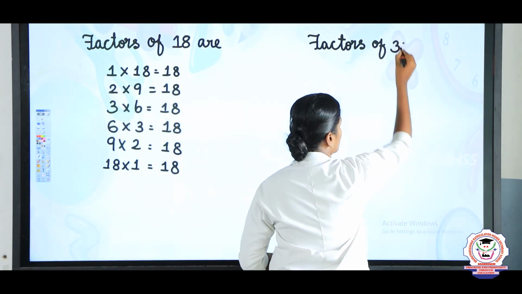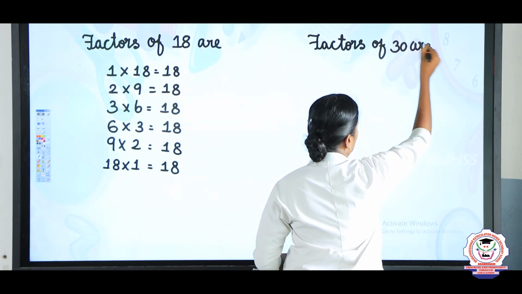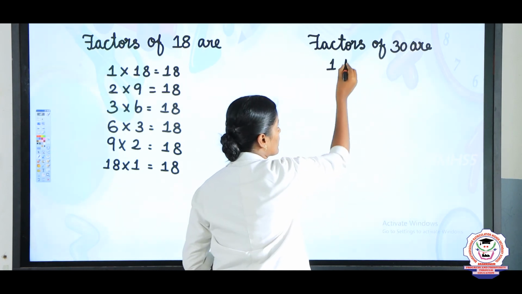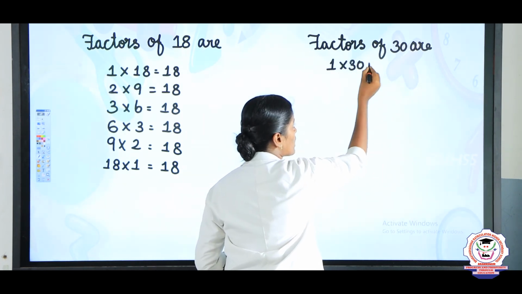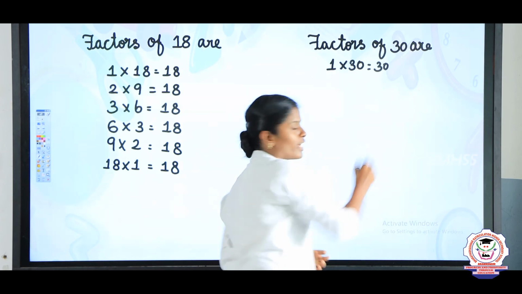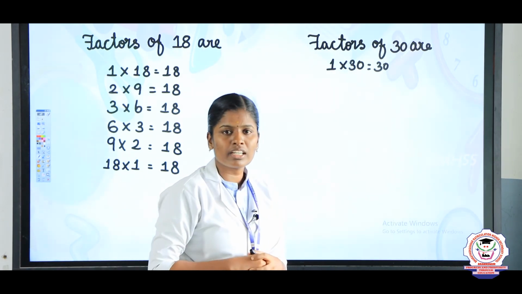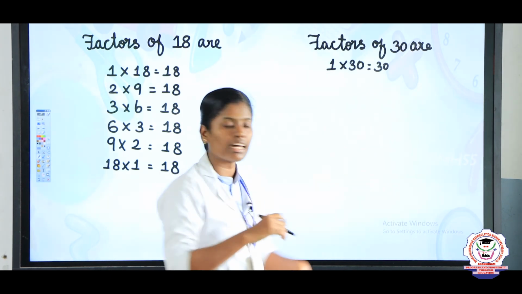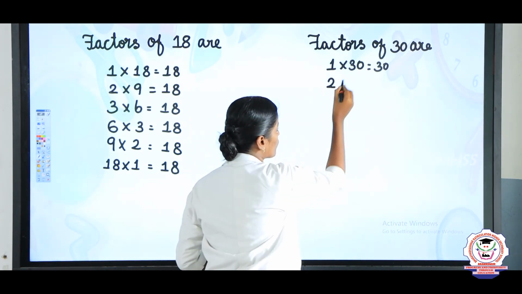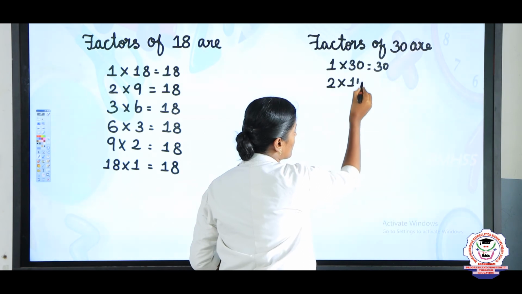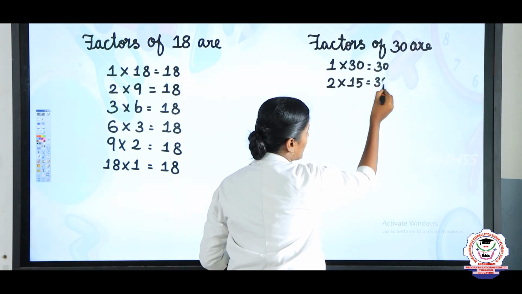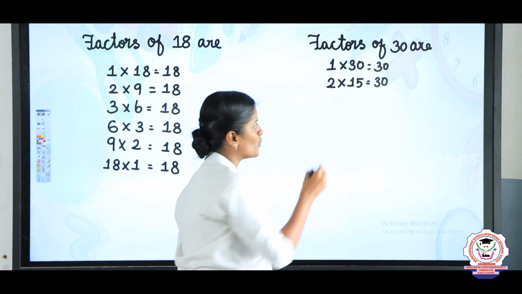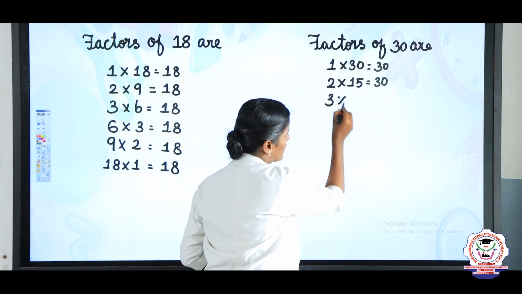Factors of 30. The first one is 1 30s are 30. Now 2 table of 30. So now tell me Bhupesh, 2 table of 30. Very good. So how many times? 2 15s are 30. Next I will take 3 table. 3 table of 30? Yes. 3 10s are 30.